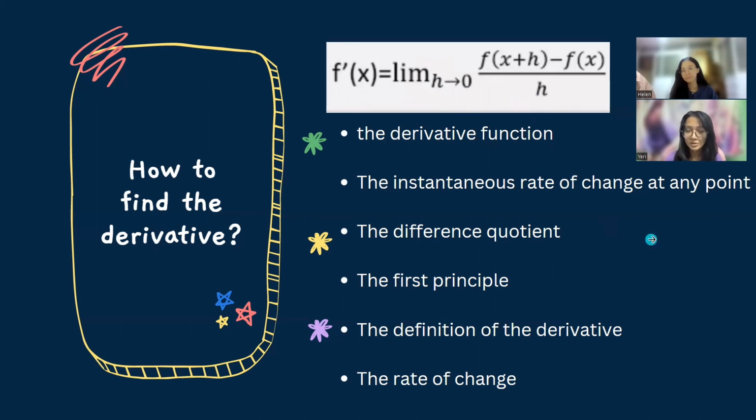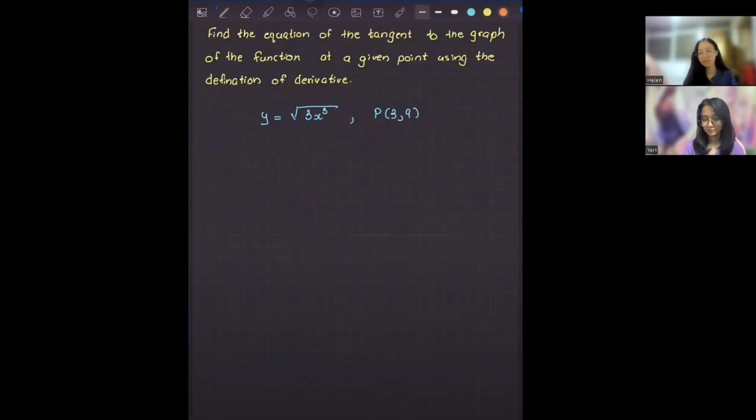We divide into two parts. Helen will calculate the slope, and then I will find the final equation of the given function. So let's look at our function here. We have y equals square root of 3x cubed at the point 3 comma 9. We know that our function here is a square root function. So what do we have to find? We have to find the equation of the tangent to the graph, right?